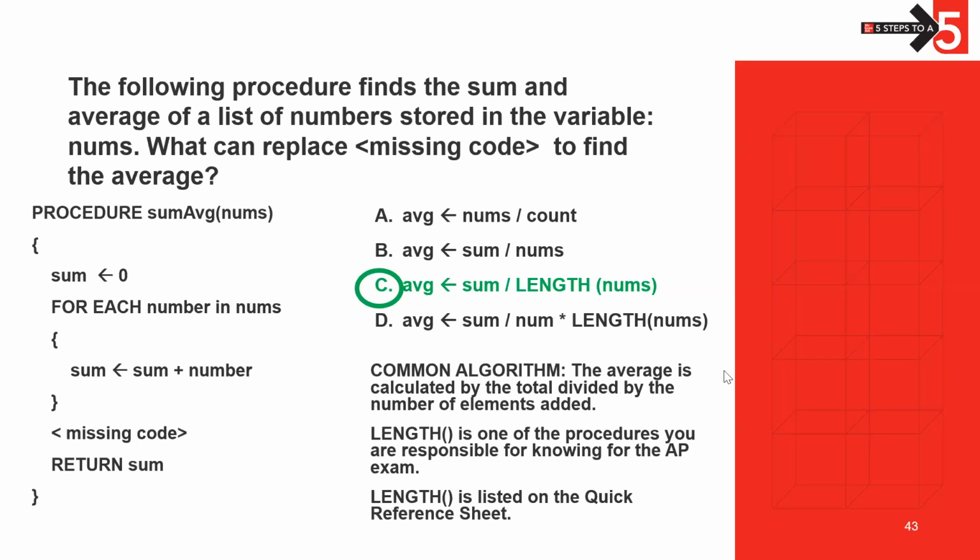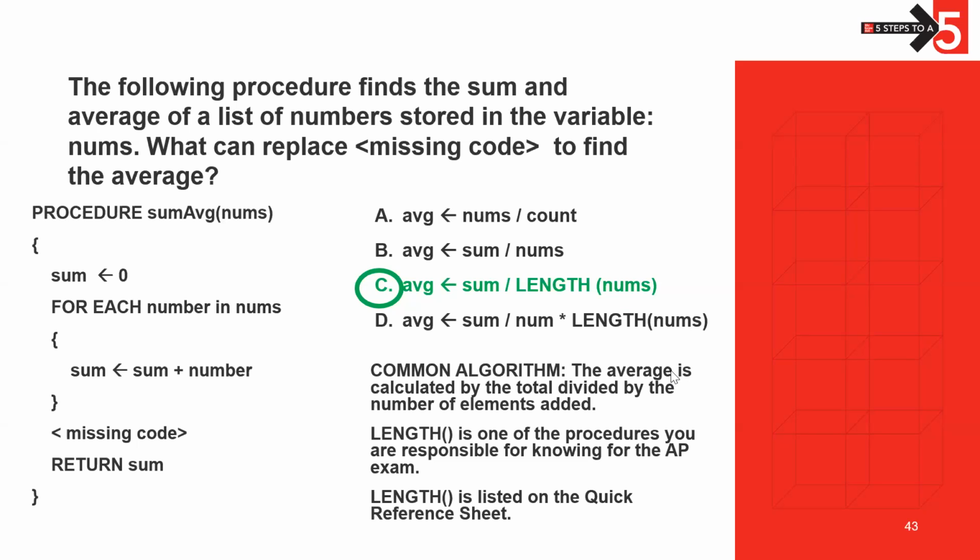All right, and the correct answer is C, which most of you got, so very good. This is a type of question you'll probably see several like. They like to do the missing code kind of thing here and ask what code could replace it. So you've got to know how to calculate the average. That is one of the common algorithms that you are responsible for knowing for the exam, and this is one way they test that knowledge.